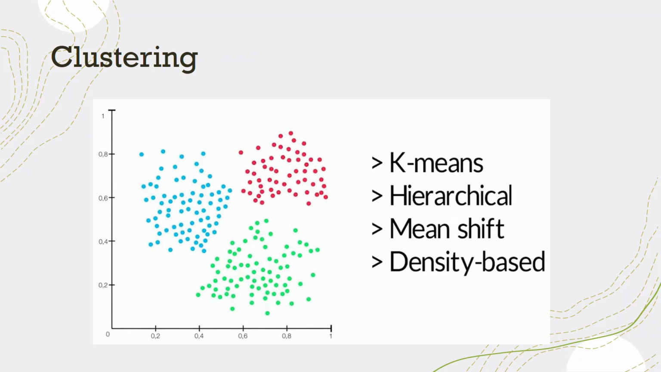Clustering involves grouping of data points. It's frequently used for customer segmentation, fraud detection, and document classification. Common clustering techniques include k-means clustering, hierarchical clustering, mean-shift clustering, and density-based clustering. While each technique has different methods of finding clusters, they all aim to achieve the same thing.